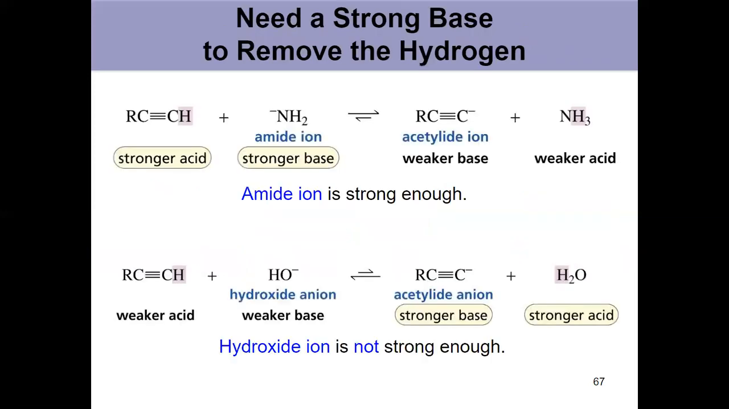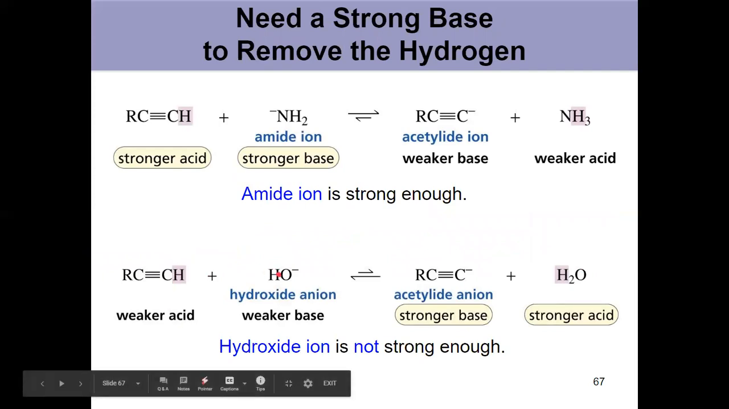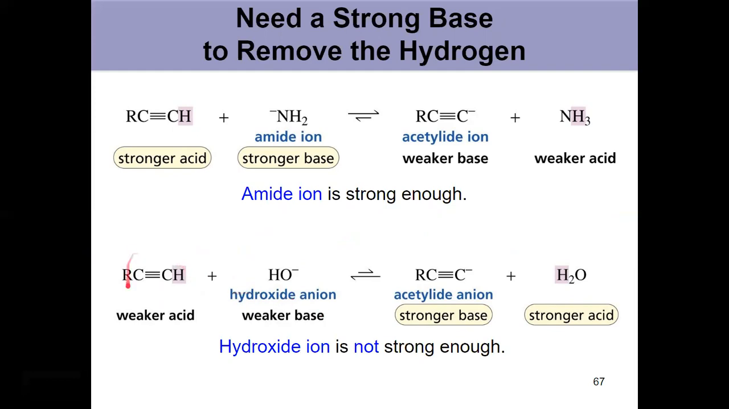So what can we do with that? Well, if I use an alkyne and a hydroxide ion, it's not going to really do anything because that hydroxide is not a strong enough base. But if I use an amide ion, NH2-, that's a stronger base, meaning that it can pluck a hydrogen off of a terminal alkyne, forming ammonia and an acetylide ion.